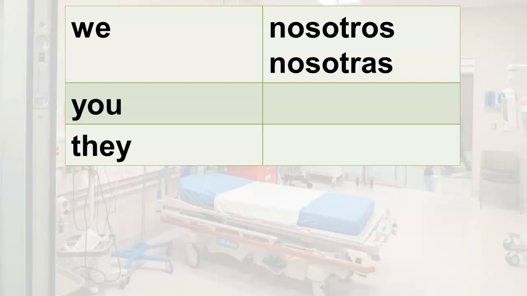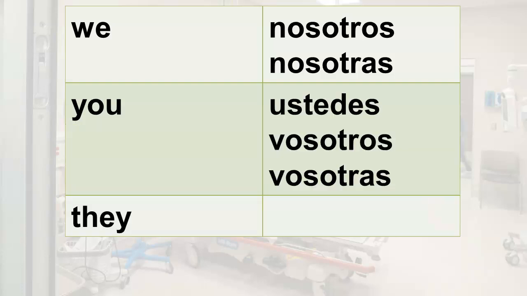The you plural, we have two different options. Informally, addressing a group of people as you in Spanish, you'll use ustedes. It can also be a group of people in a formal setting. You'll also say ustedes. Vosotros and vosotras are used primarily in Spain.